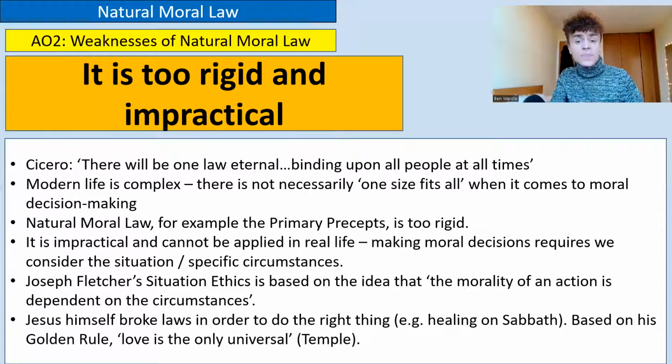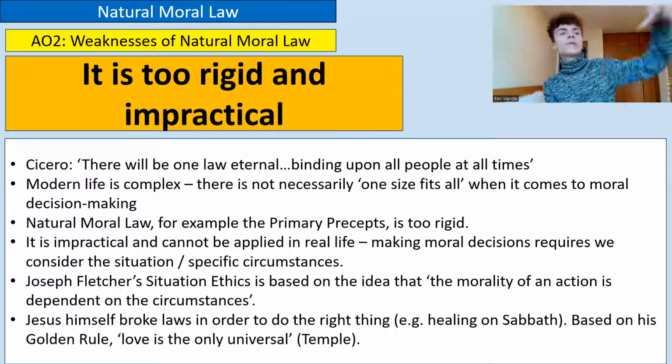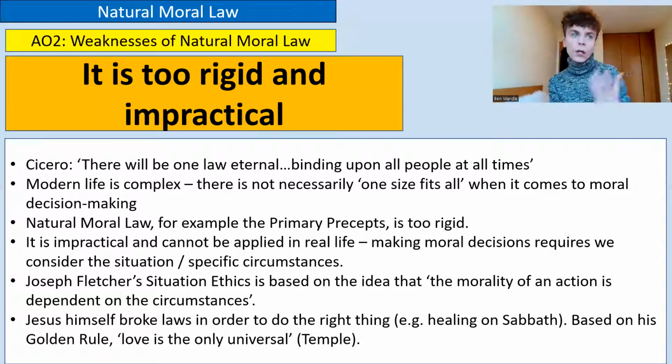We could say the primary precepts, they're out of date, they're too fixed. We still want to do good, but we might think of goodness in a different way today because we live in a different context, in a different place. You could also say that goodness means different things in different parts of the world, in different cultures. So it's too fixed geographically as well. We can say it's impractical. It cannot be applied in real life. Making moral decisions requires we consider the situation.